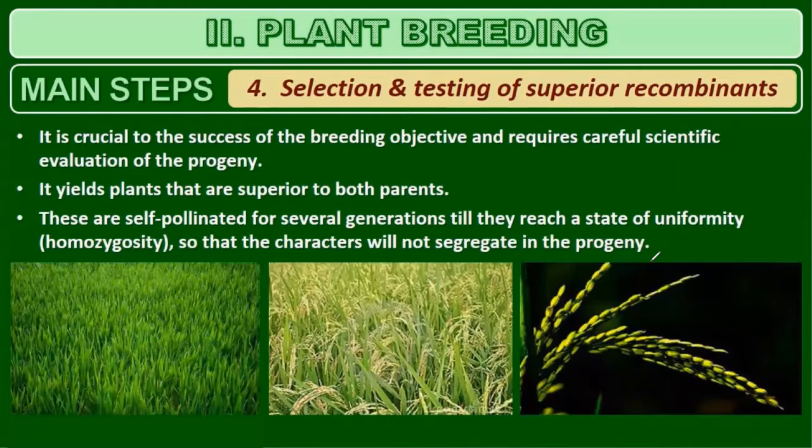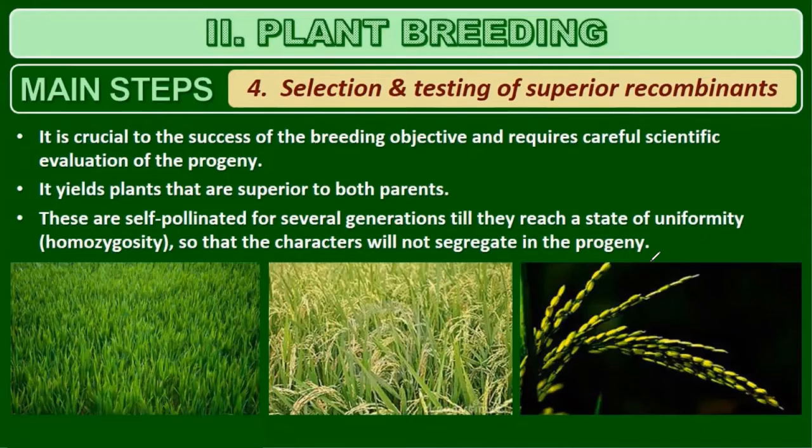The fourth step is selection and testing of superior recombinants. It is a crucial step to the success of the breeding objective and requires careful scientific evaluation of the progeny. It yields plants that are superior to both parents. These are self-pollinated for several generations till they reach a state of uniformity, that is homozygosity, so that the characters will not segregate in the progeny.